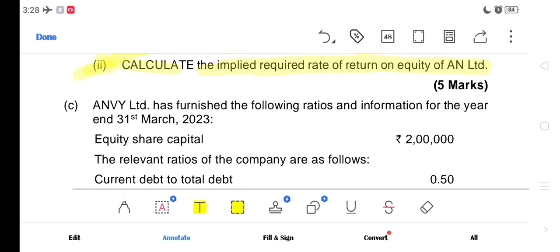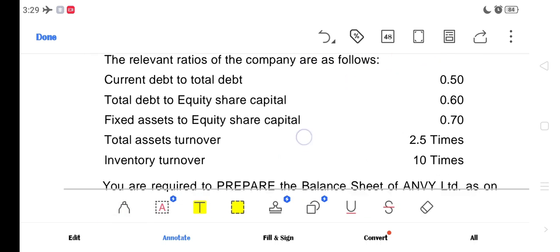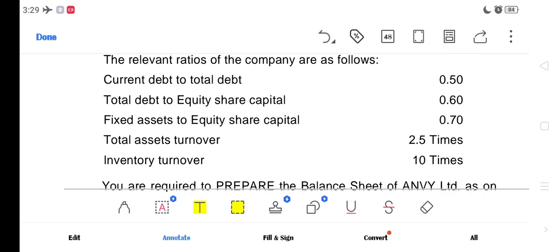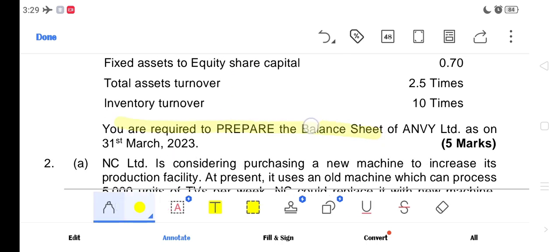Now let's see. Anvi Limited has furnished the following ratios and information for the year ended 31st March 2023. They have given equity share capital 2 lakhs, and the relevant ratios are given: current debt to total debt, total debt to equity share, and so on. They have given some ratios, and you are required to prepare the balance sheet of Anvi Limited as on 31st March 2023.